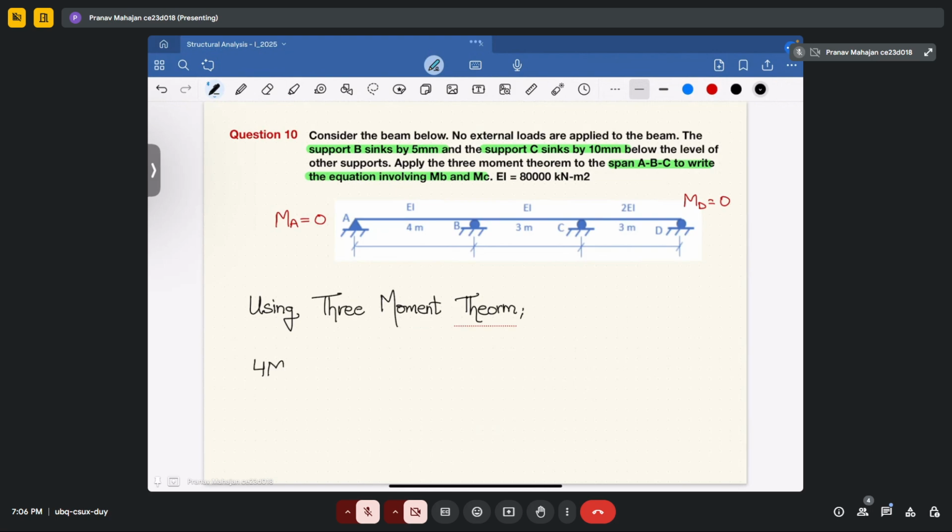4 times MA plus twice of MB multiplied by the addition of the lengths of A and B divided by the corresponding moment of inertia, that is I, plus for the third case it is 3 upon I into MC, and that will be equal to 6E I upon 6E into delta upon L, and your delta in this case is 5 mm.